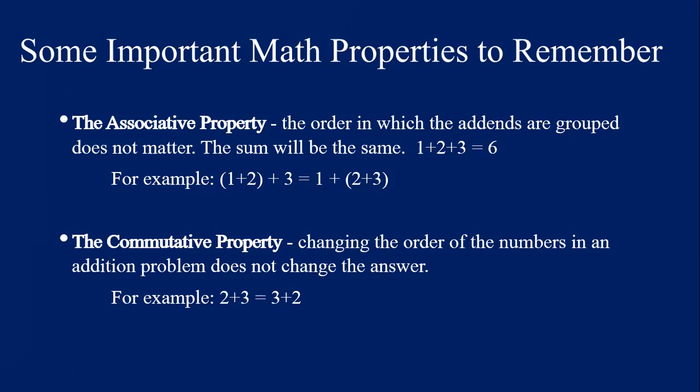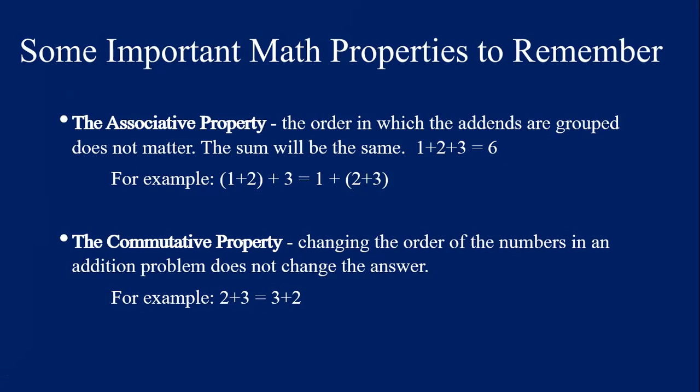And the commutative property says that changing the order of the numbers in an addition problem does not change the answer. For example, here's the equation 2 plus 3. Well, we know that equals 5, right? Well, what if I put the 3 first and then I add 2? 3 plus 2 also equals 5 because these numbers, 2 and 3, are the same numbers, just in a different order. Because I'm just adding them together, I'll get the same answer. So I can change the order of the numbers in an addition problem and it won't change the answer.